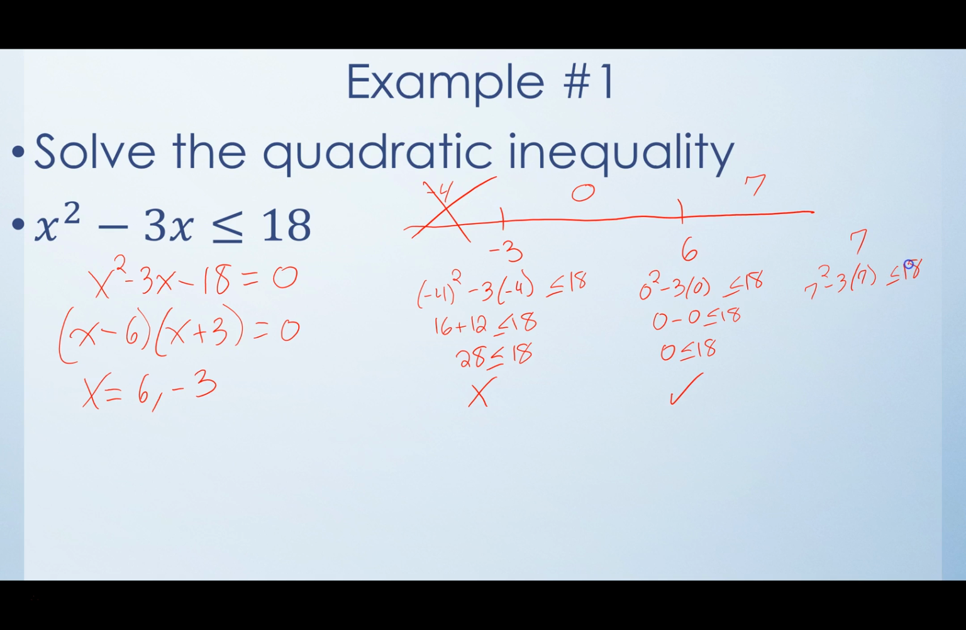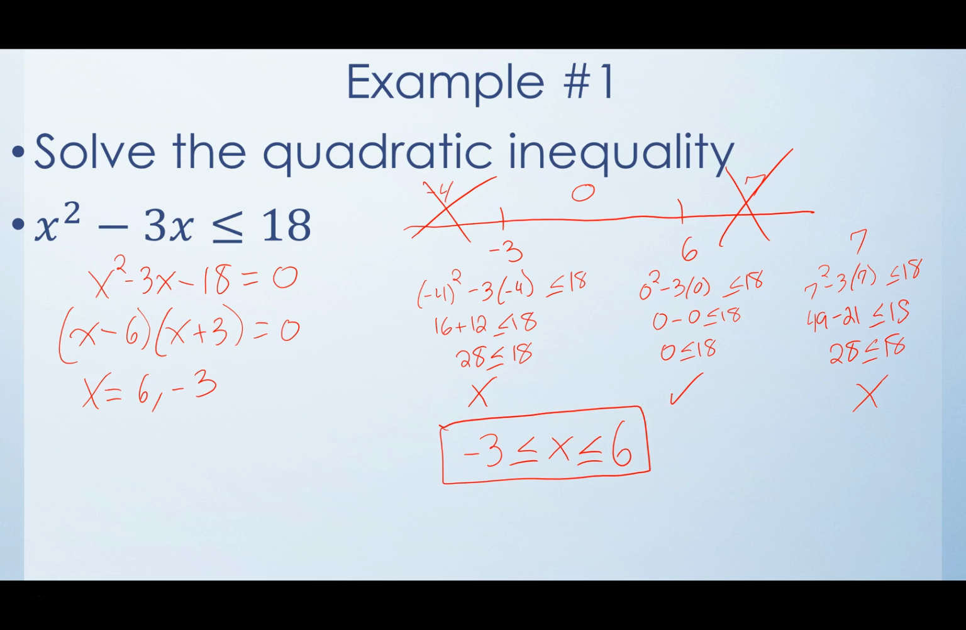Less than or equal to 18, we get 49 minus 21, which is 28, which as we saw earlier is not less than 18. So that means the solution set is between negative 3 and 6. And we're going to include negative 3 and 6 because it's less than or equal to. If it was just less than, we would have to write negative 3 less than x less than 6.